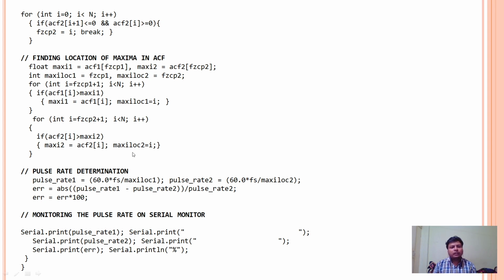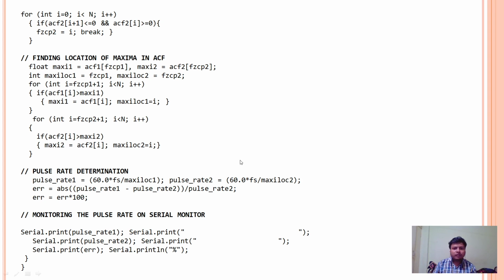Now, finally, to get the pulse rate, we will use this formula, which is basically 60 times Fs divided by maxi log. So let's understand this formula. Firstly, we divide the location of the first maxima by the sampling rate, which is 100 in this case, in order to get the value in seconds. And finally, we divide 60 by the pulse period to get the pulse rate in beats per minute.